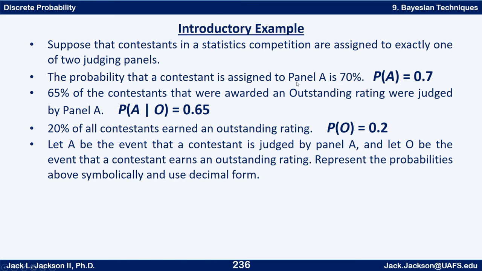Well, being assigned to panel A is just the probability of A, which was 0.7, or 70%. And 20% of all of them earned an outstanding rating, so the probability that a contestant earned an outstanding rating is 0.2. Now be careful on this one. It says 65% of the contestants that were awarded an outstanding rating were judged by panel A. So we know they were awarded an outstanding rating, so that's a probability given O. This is the probability of A given O.